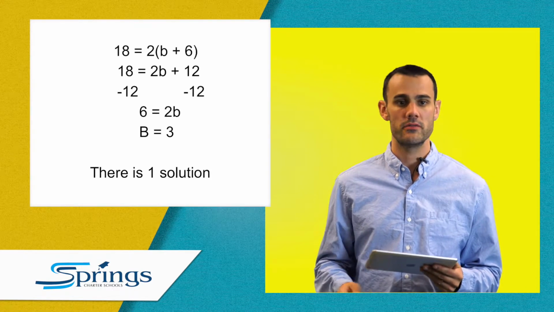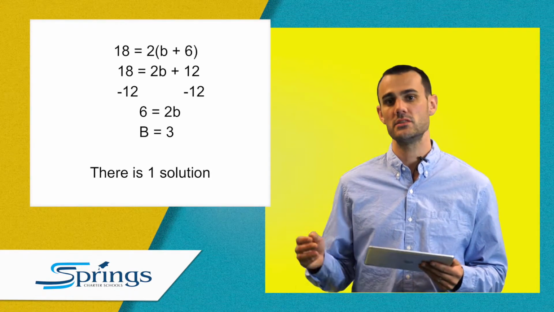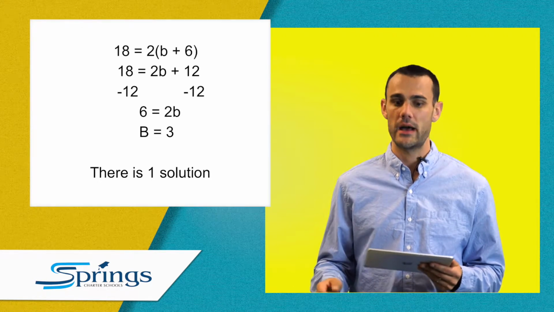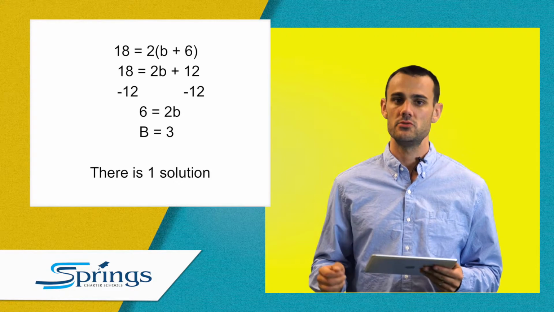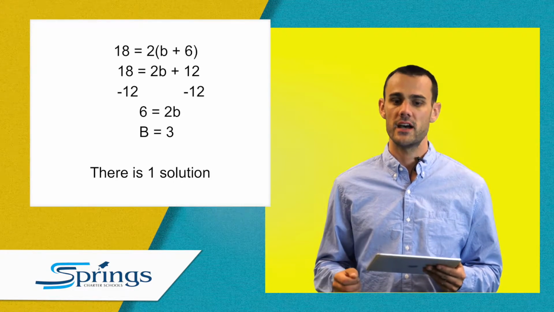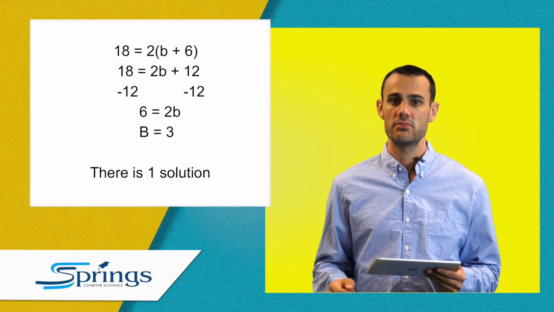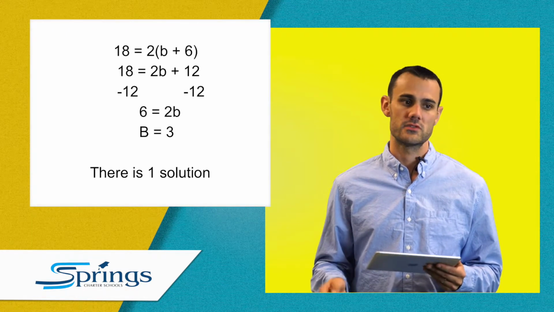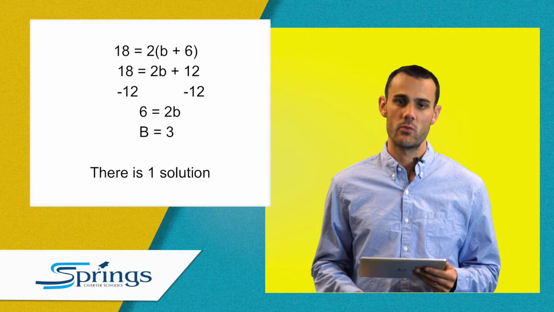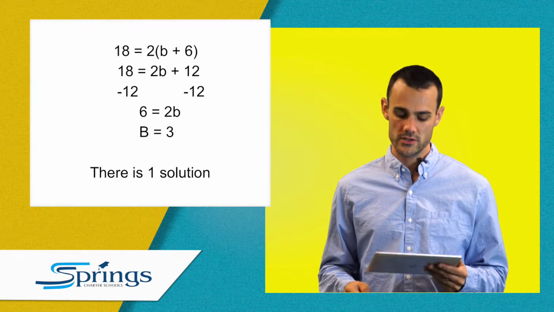It's important to remember that if we do something to one side of the equation, we must do it to the other in order to keep our equation balanced. When I subtract 12 from both sides, I get 6 equals 2b. Then if I divide both sides by 2 to separate that 2 and the variable b, we get b equals 3. So in this particular situation, we have a one solution answer to our equation, which is 3.